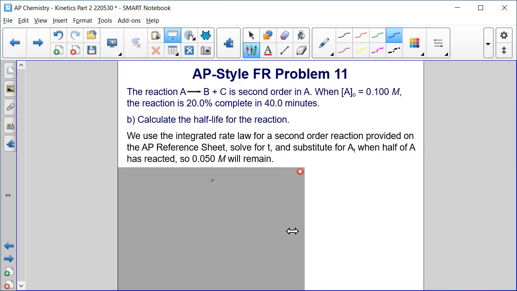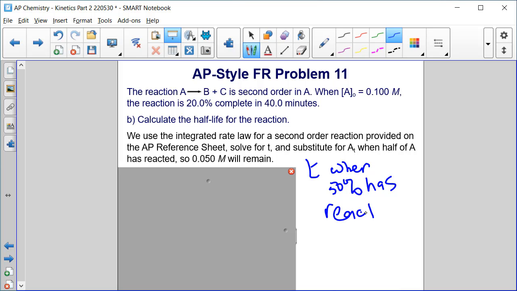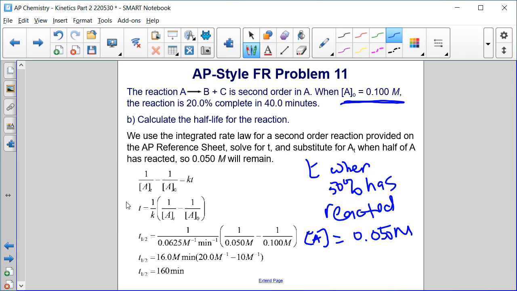All right, so in part B, we're asked to determine the half-life for this reaction. So we're looking for the time when 50% has reacted. If I start with 0.100 molar, what is the concentration after half of it has reacted? It would be 0.050 molar, right? And so we just have to find the time when that happens. This is the same approach we took in part A. It's just that instead of solving for K, now we're solving for T.